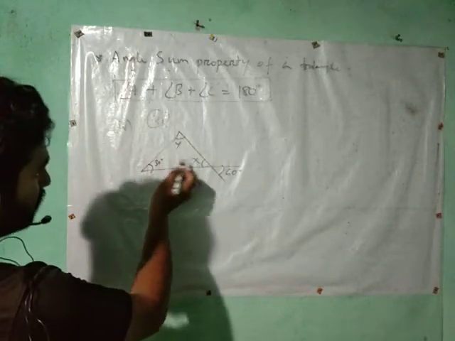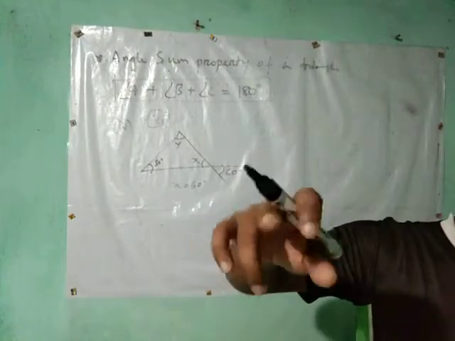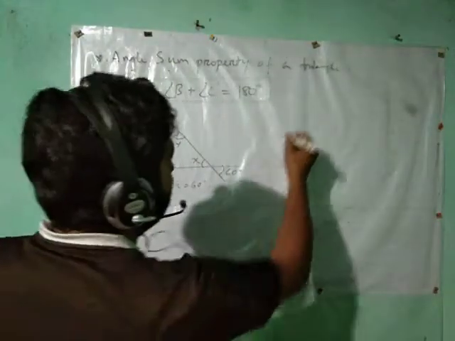Now you got this value. You know this value. This value. What is this value? Angle sum property. Find out the value of y. Very simple. Then for the next question, that means question number 5.